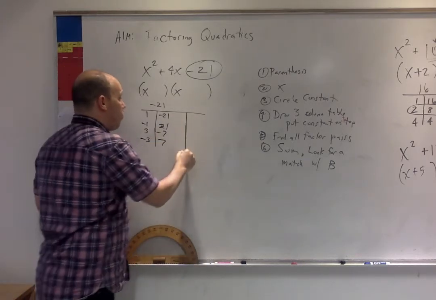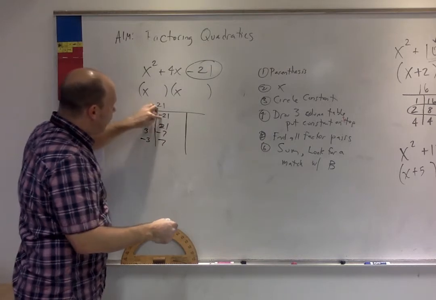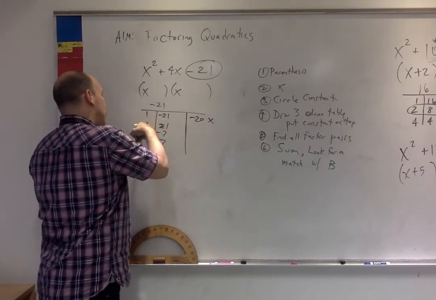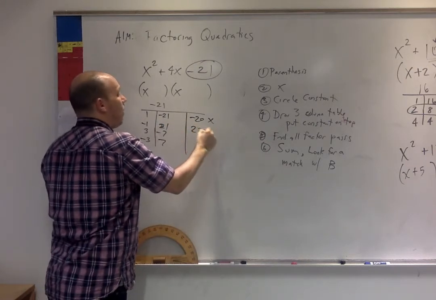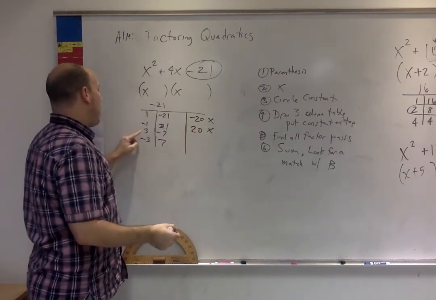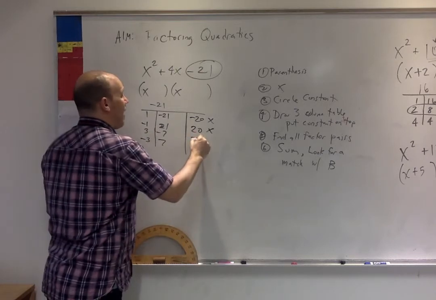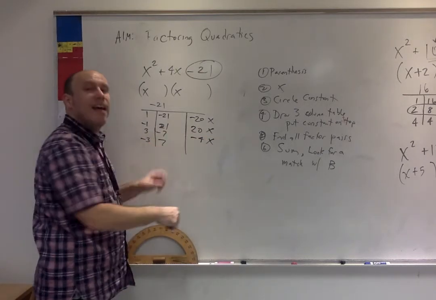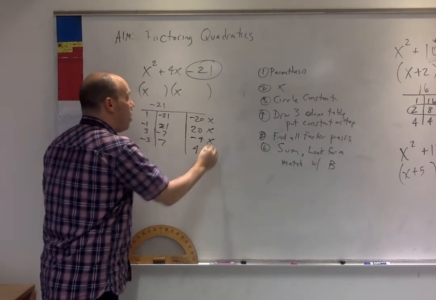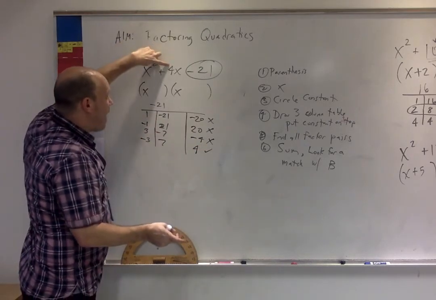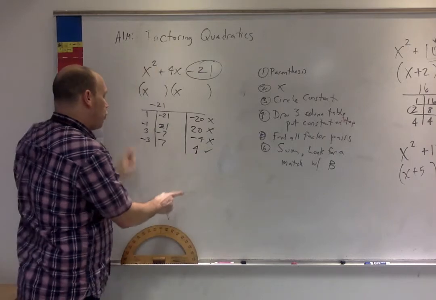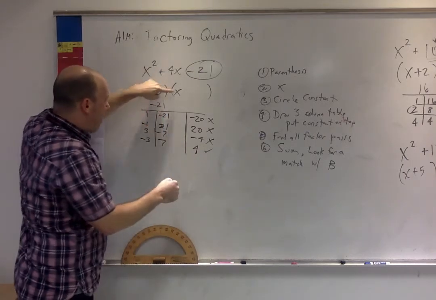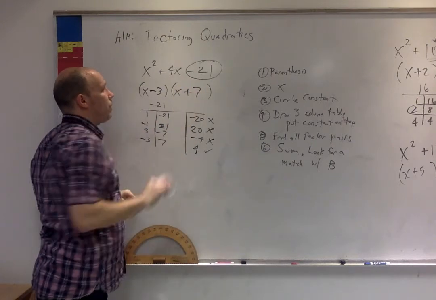And so you'd go through this. 1 minus 21, negative 20? No. Negative 1 plus 21, positive 20? No. How about 3 and negative 7? Negative 4? No. Negative 3 and positive 7? Yes, that's my match. Once again, my match is with positive 4. So, (x minus 3)(x plus 7).